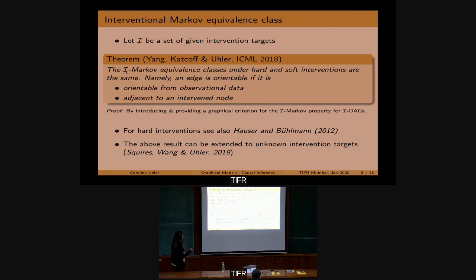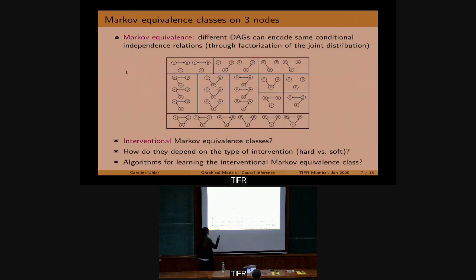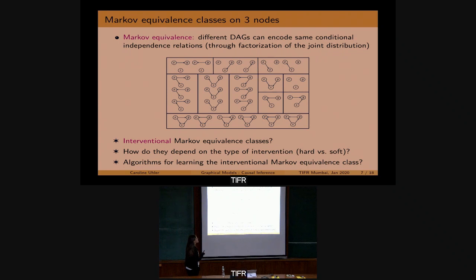And we also know exactly what can be identified and what cannot be identified. Basically, everything that was already orientable from observational data is still orientable, because I do have observational data available. And then in addition, it's kind of the worst case, so you would hope that maybe something more can be identified, but you can identify everything that is neighboring to the intervened node. So if I go back here, if I would have an intervention on node X, then I can distinguish these two guys. But let's look at this class here.